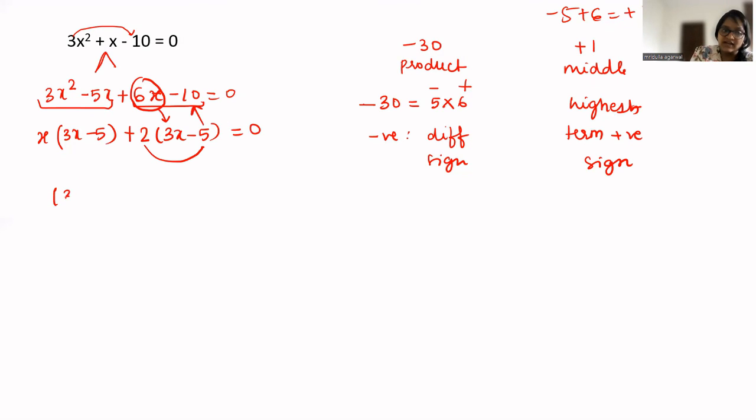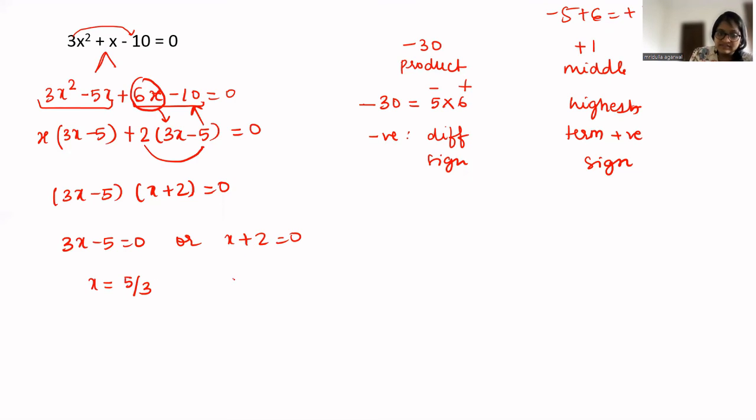So the two terms are 3x minus 5 and x plus 2. Using the product rule, either one is 0. So either this will be 0 or x plus 2 will be 0. If this is 0, that means one of the roots is 5 by 3. If this is 0, one of the roots is -2.